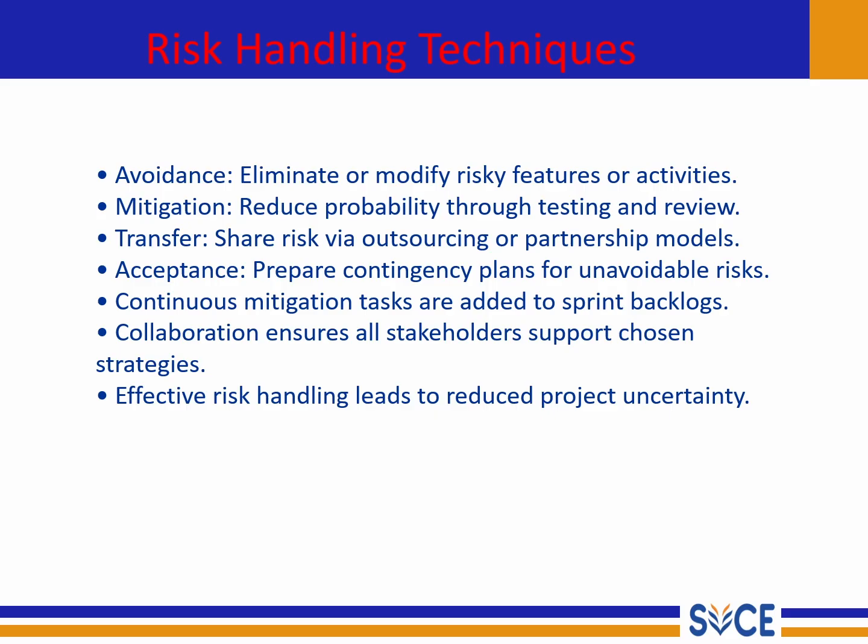Number one, avoidance. Eliminate or modify the risky features or activities. And then mitigation. Reduce the probability through testing and review. And next is transfer. Share risk via outsourcing or partnership models. And the next one is acceptance. Prepare contingency plans for unavoidable risks, and continuous mitigation tasks are added to sprint backlogs.